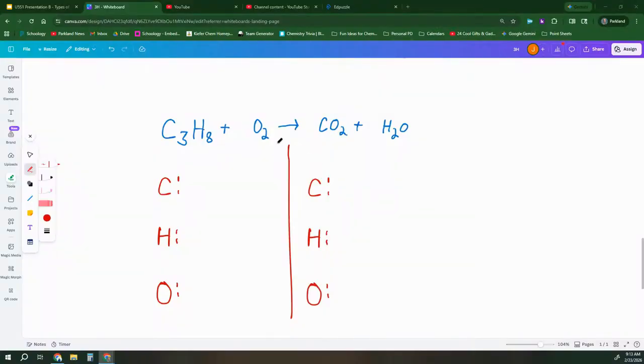Now, combustion reactions, remember this O2 on the reactant side shows that it's a combustion reaction. Combustion reactions can be sometimes easy and sometimes difficult to balance. I'll start with an easy one and then show you the more difficult one. On the reactant side, we have 3 C's, 8 H's, and 2 O's. On the product side, we have 1 C, 2 H's, and in total, 2 over here, 1 from here, so 3 oxygens on the product side at this point.